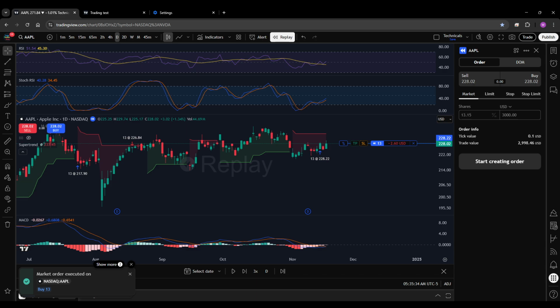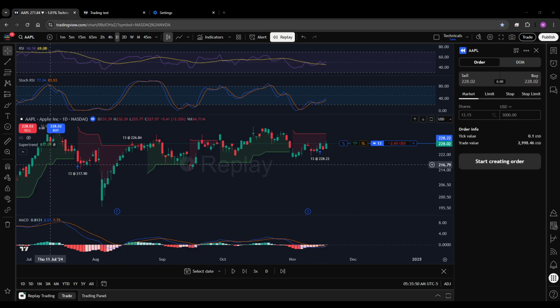MACD just about to curl up. The RSI just crossed, the signal just crossed the MA. So we'll see if that can lead us to a green super trend, and it did. So that's a 1 day.